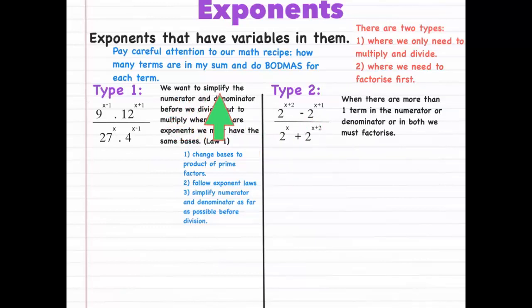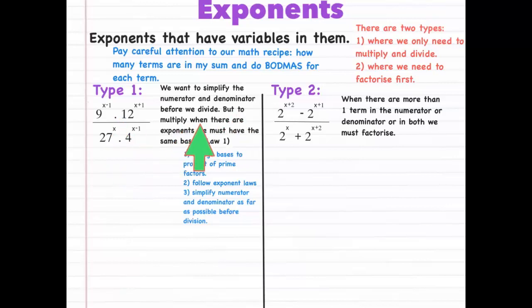Now, we want to simplify the numerator and denominator before we divide. Okay, so we want to get as far as possible and make this as small as possible and this one as small as possible before we do the actual division. So simplify your numerator and the denominator as far as possible before we start to divide.